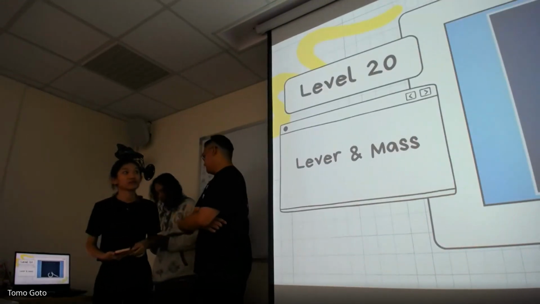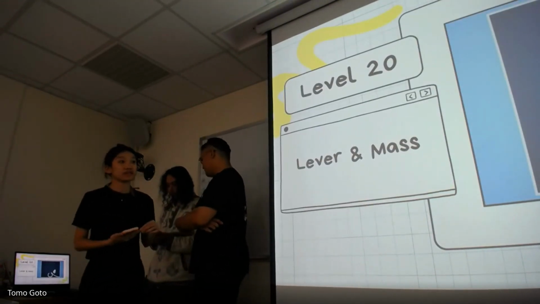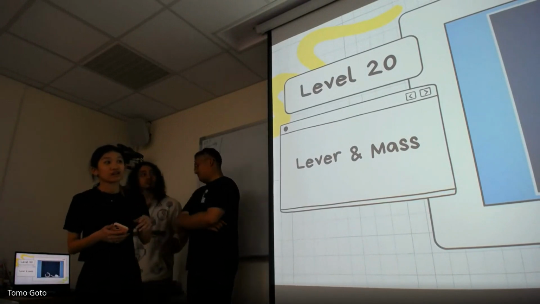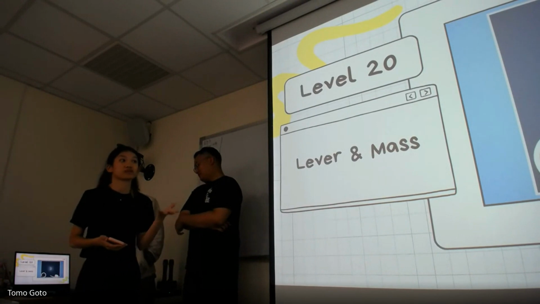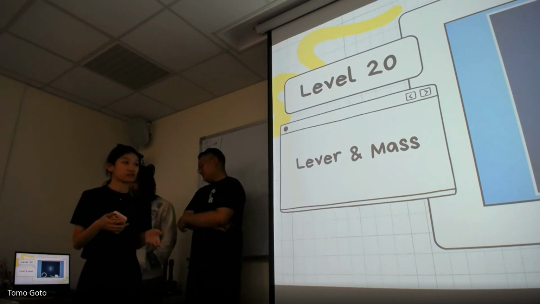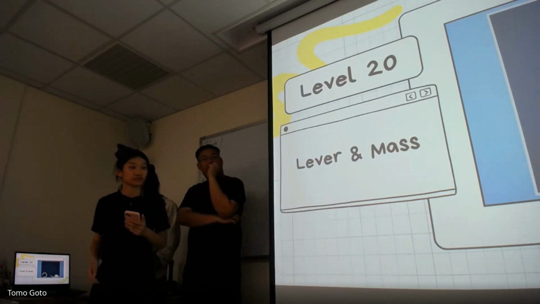So next one is level 10. One of the solutions is by using mass. I drop it onto the lever, and then the lever makes a motion, which then makes the jar move, and then the ball gets out.